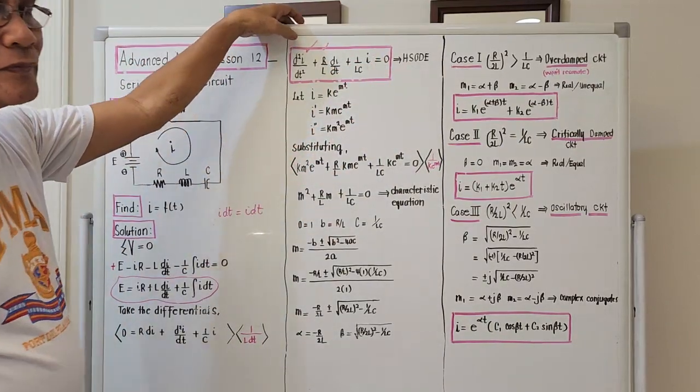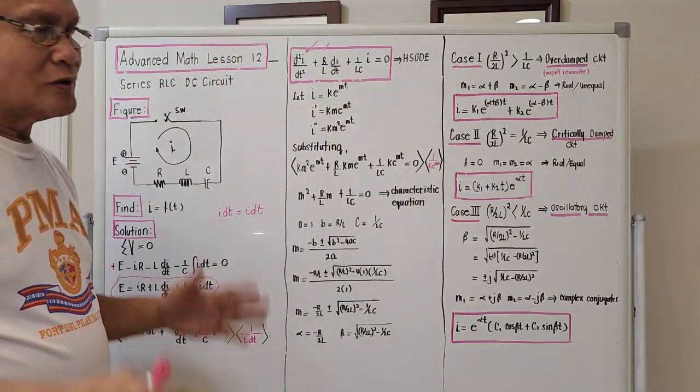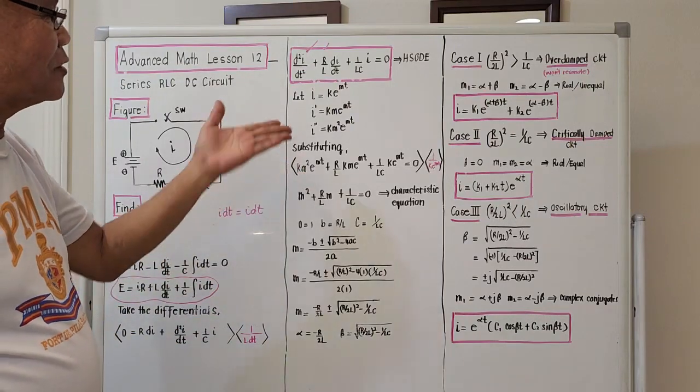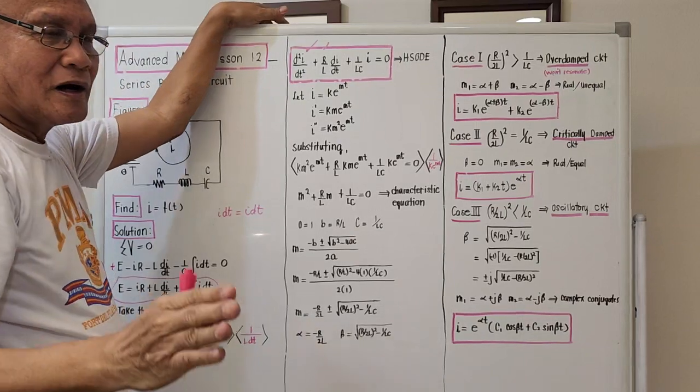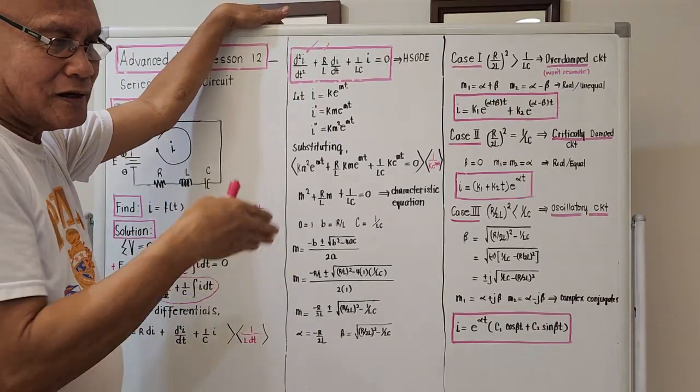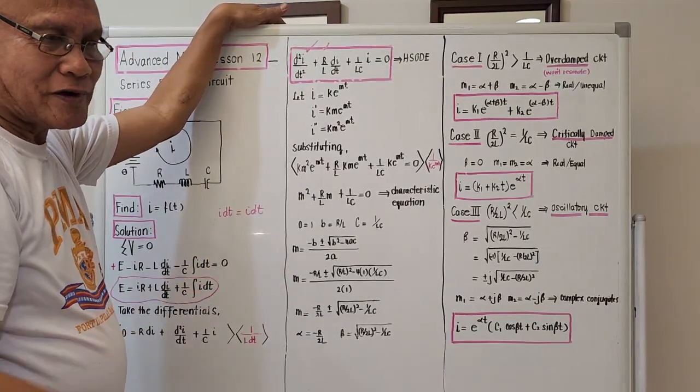So for the solution of this, we will start with the solution I equal to k e raised to mt. We have passed by that principle already, right?